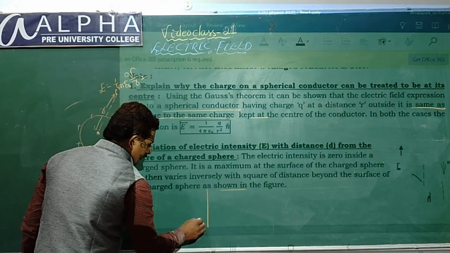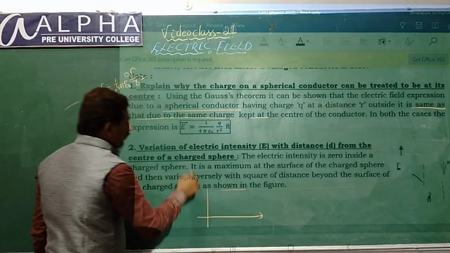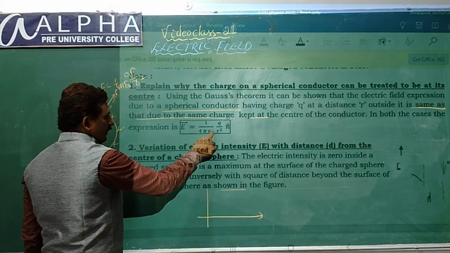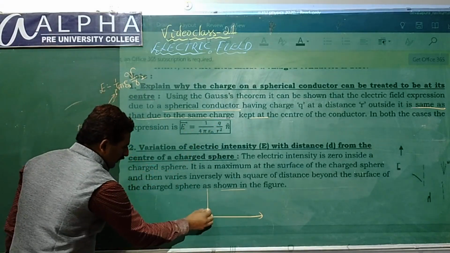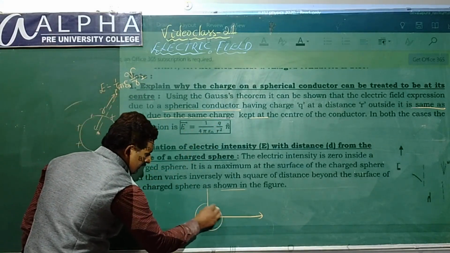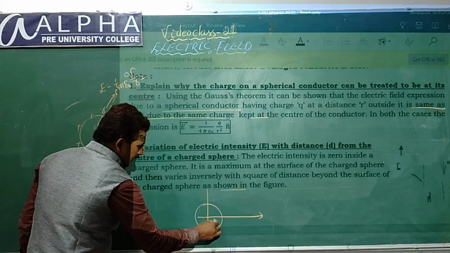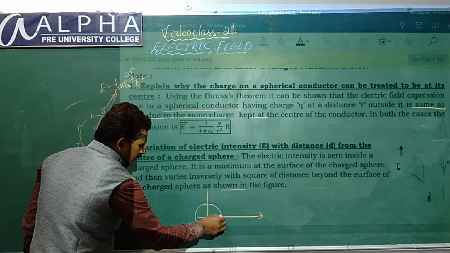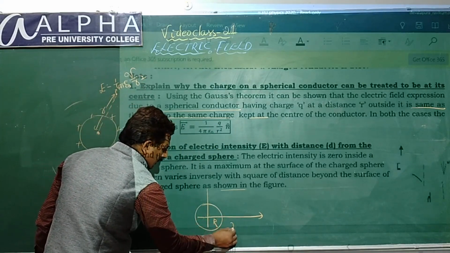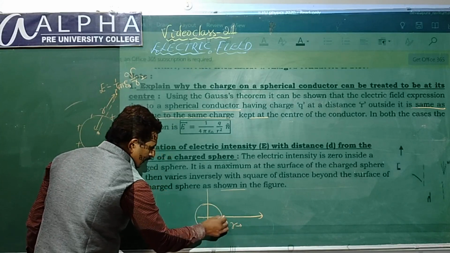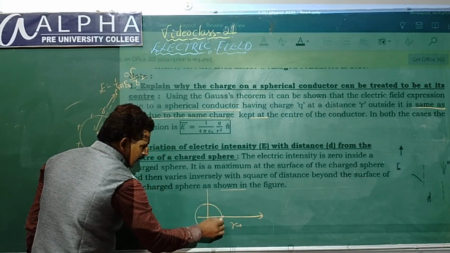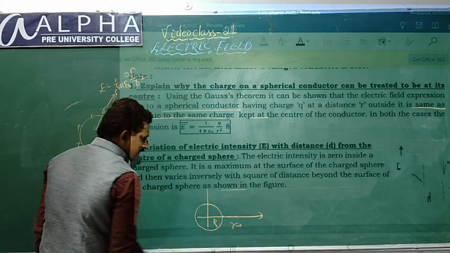Finally, students, this is about the variation of electric field with distance from the center. Very simple. Look here, students. Now you use this relation, 1 over 4 pi epsilon 0 q divided by r square. You can think of this spherical conductor of radius capital R. Now as you increase the distance, r increases. At the surface, r equals R. As you move away, the r value increases.